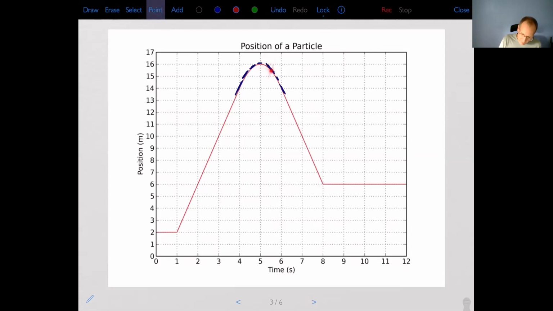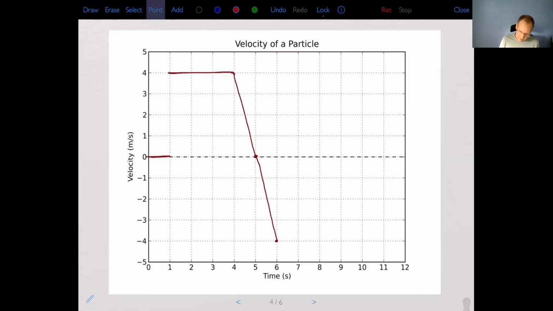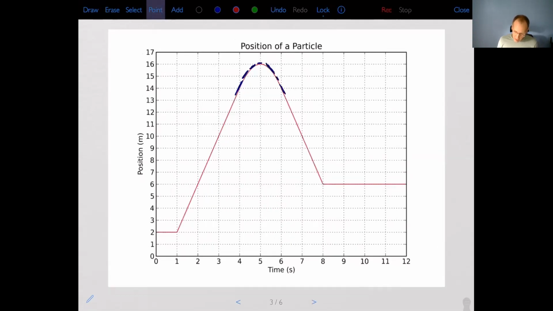Small negative, more negative, more negative, more negative until it's -4 at 6 seconds. So negative, let's say -1, -2, -3 to -4 at 6 seconds. Okay, from 6 to 8, that slope is -4, right? It's constant at -4.